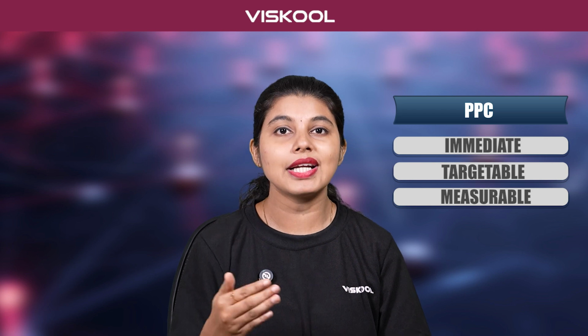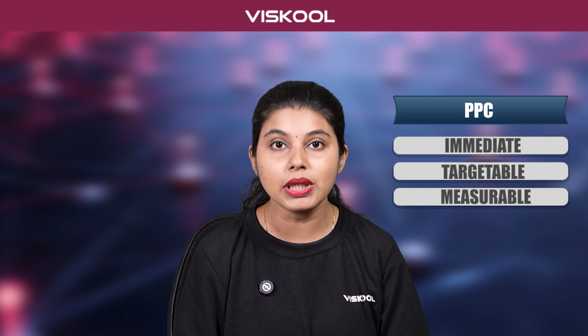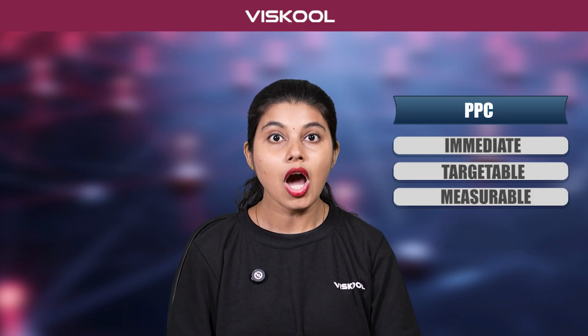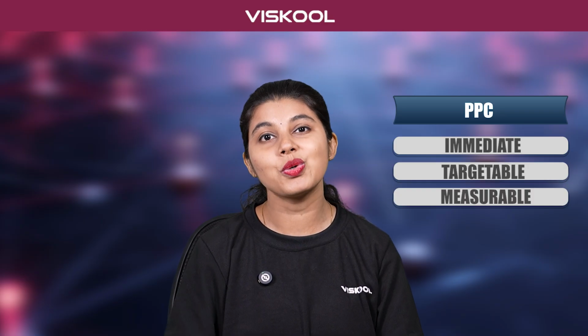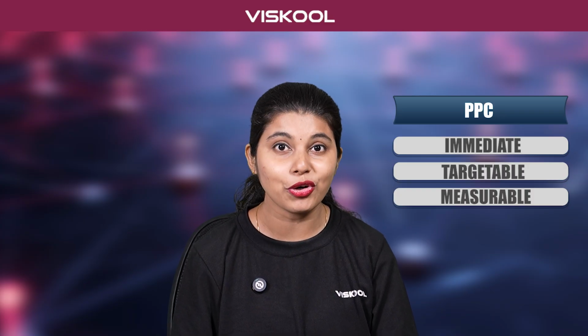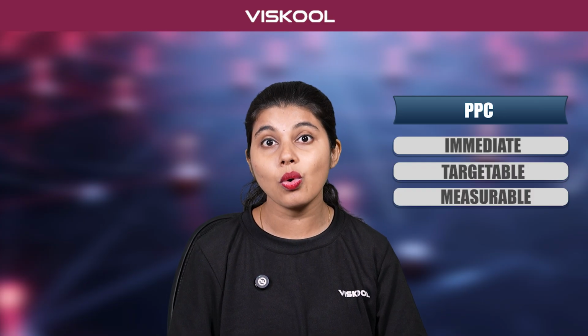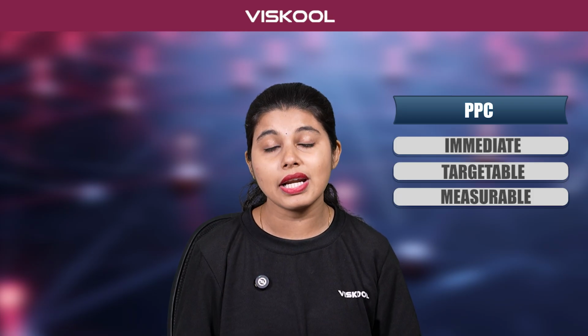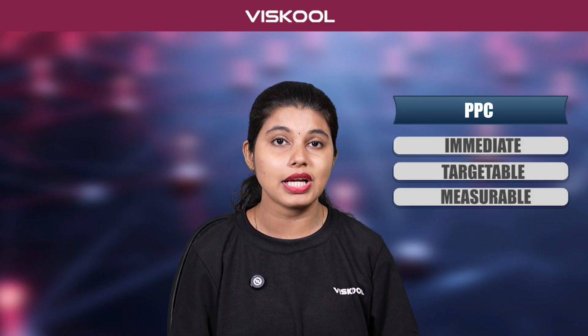The third one is measurable. That means when you're running a PPC campaign, you will understand how many people have purchased your pizza, how many people have clicked on the advertisement, and how much you spend for each person who clicked on your advertisement. But with a billboard or a newspaper ad, you don't know how many people have seen your ad, or how many people after seeing your advertisement have searched for it.